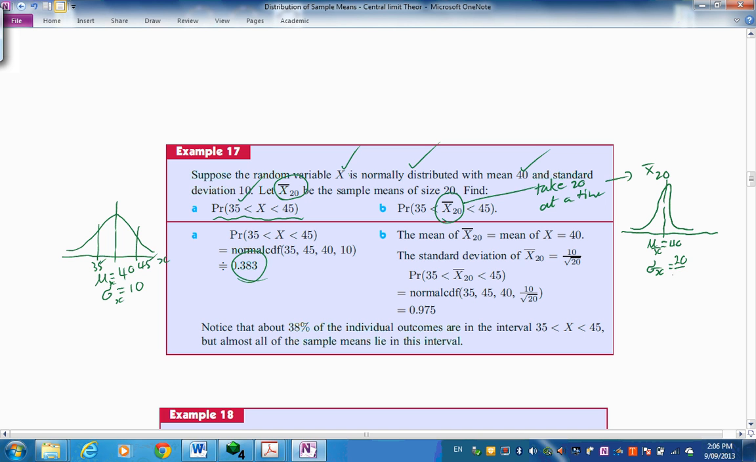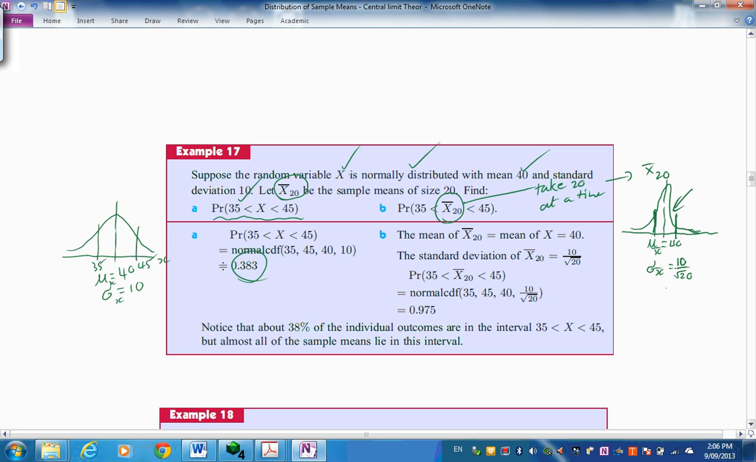10 on root 20. No, the deviation was 10. The sample size was 20. Let's just change it. 10 on root 20. That's going to be smaller and narrower. Okay, so they won't be as spread. More of them will be bunched in the centre. So between 35 and 45, we would expect most of them.